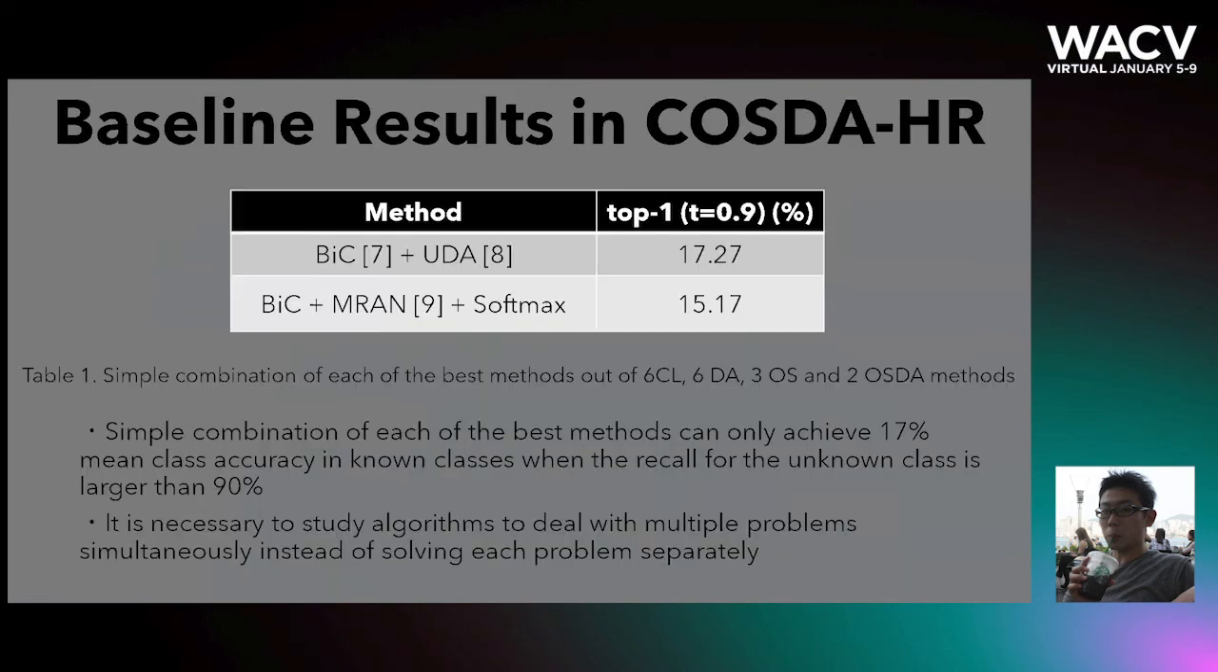We demonstrate that a simple combination of each of the state-of-the-art methods can only achieve 70% mean class accuracy, even when the accuracy of the unknown class is larger than 90%. And it is far from a satisfactory result. This result implies that it is necessary to study algorithms to deal with multiple problems simultaneously, instead of solving each problem separately.